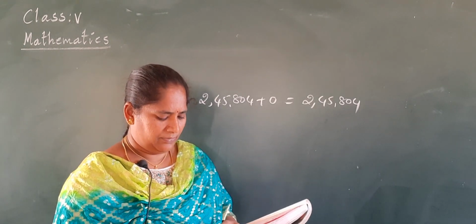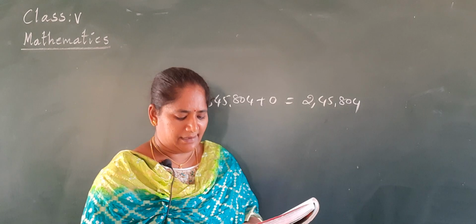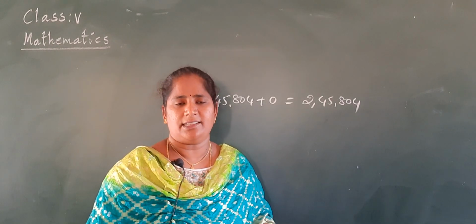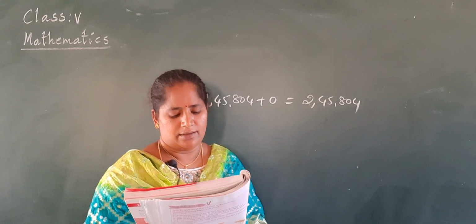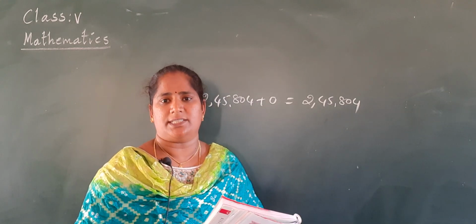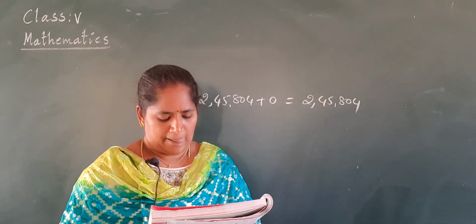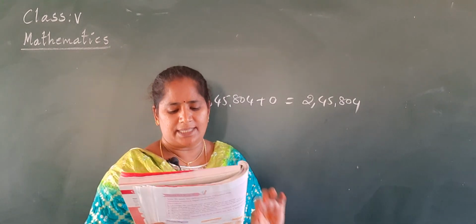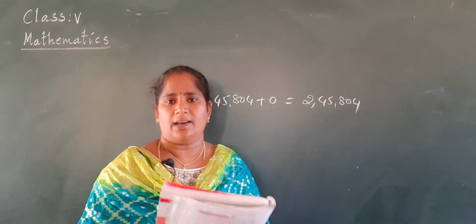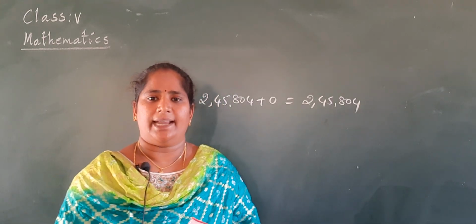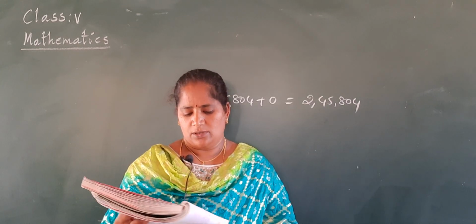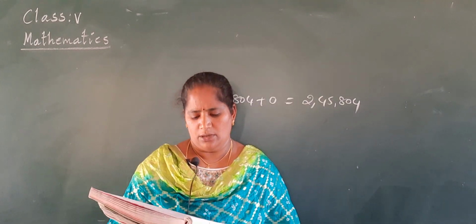Now, we can subtract numbers in any order and the difference will be the same. Is it a correct statement? No, it's false. Why? Because 4 minus 2 equals 2, but 2 minus 4 is not equal to 2. Any number subtracted from itself will give 0 as the difference. Yes, this statement is correct. Suppose 8 minus 8 is 0, 9 minus 9 is 0. So a number minus the same number equals 0.